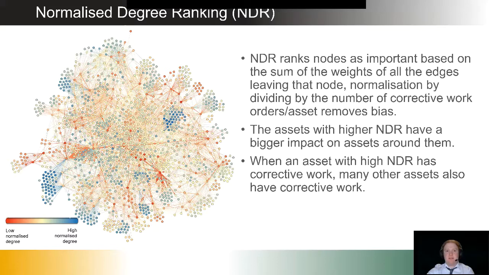An interesting thing that can be seen in this is that the nodes with a high normalized degree are grouped together in the communities that we saw on the previous slide. This indicates that these communities typically have a large number of corrective work orders made for the assets within the community when a corrective work order is made for one asset in that community. These communities have the highest frequency of co-occurrence of work.